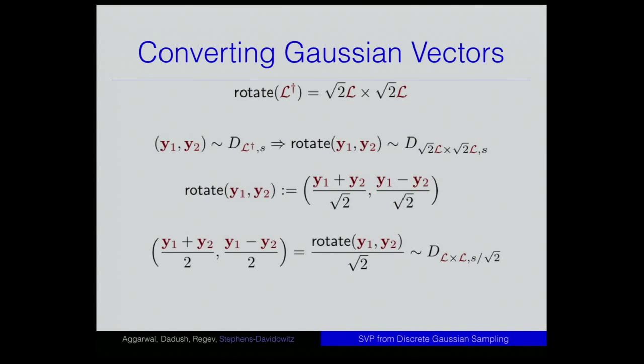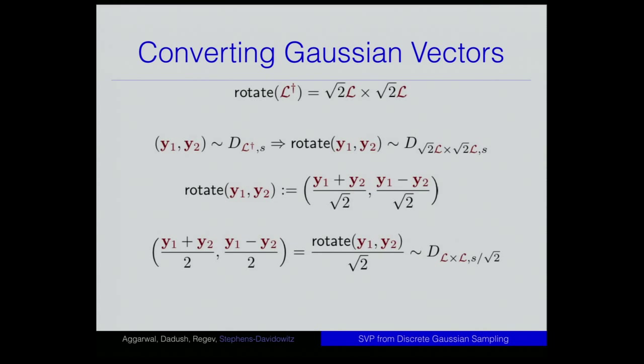So in particular, if I instead took the average and I threw in that second coordinate, which won't be important to us, that's the same as rotating and dividing by a square root 2, which means that if we take the average, then the first coordinate will be distributed as a discrete Gaussian on L with the parameter dropped by a factor of square root 2.